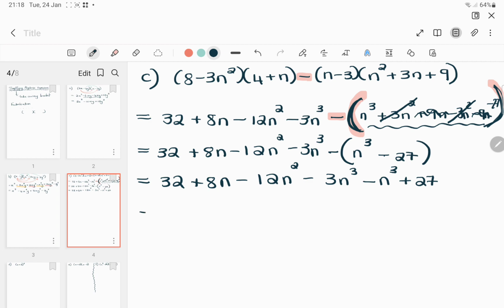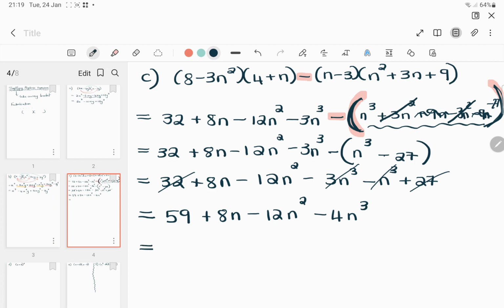Okay, then we're just going to further simplify. 32, I want to scratch it out as I'm busy doing it, which will give you 59. Am I right? 32, 20, 34, 5, and a 9. Yes. Okay, and then anything else? I've got the plus 8n, which I don't have anywhere else. I've got a negative 12n squared, which I don't have anywhere else. And then a negative 3n to the power 3 minus another gives you negative 4n to the power 3.